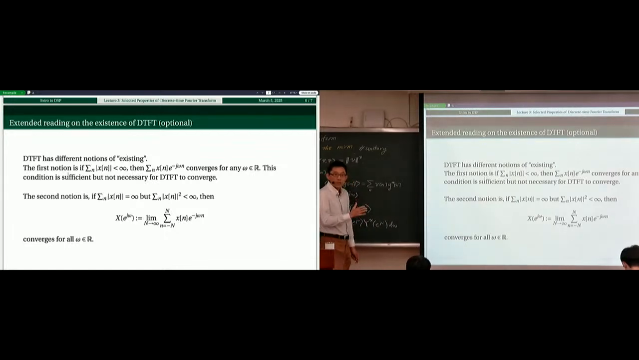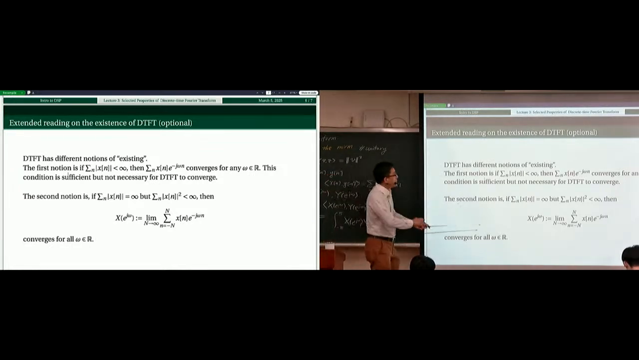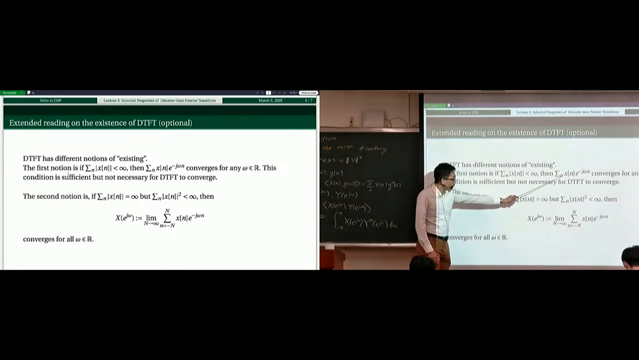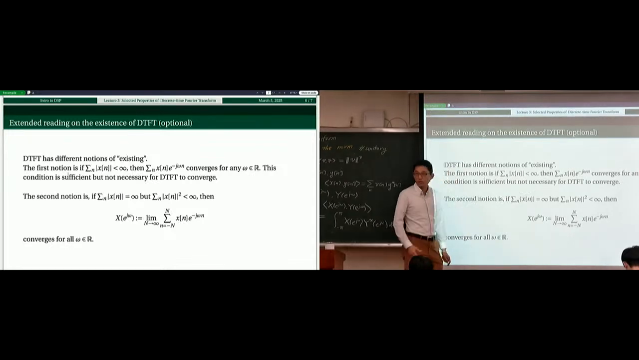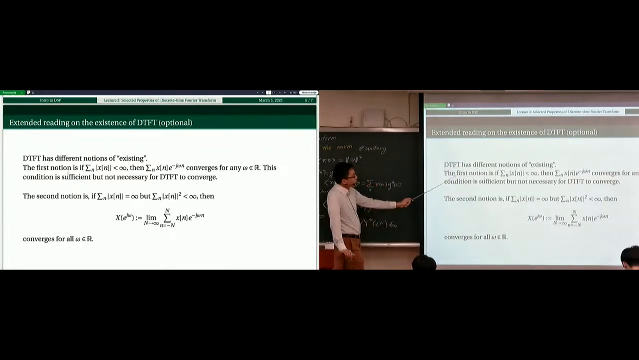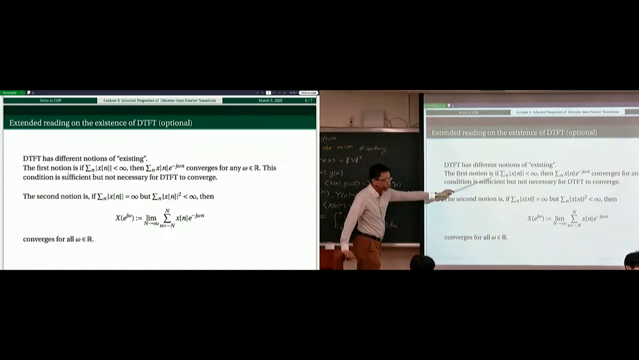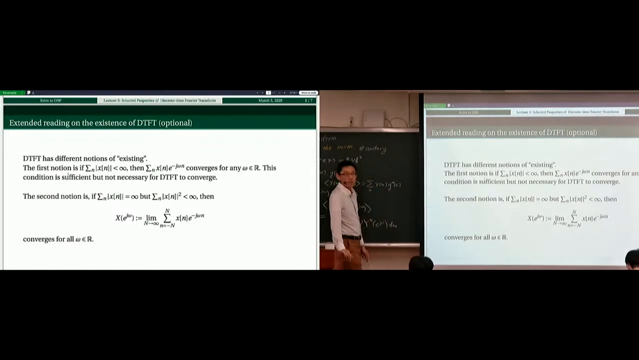What we call existence in this context just means that we are asking whether or not this summation converges. And there's a sufficient condition right here. If this happens, no worry. DTFT can be calculated, it exists. And that's the first notion.